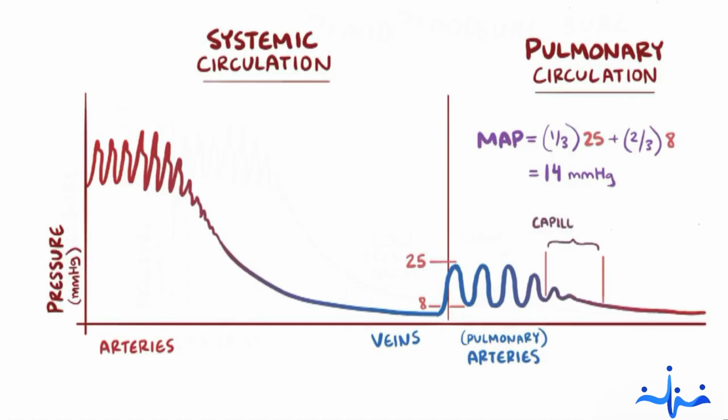That pressure drops to about 10 millimeters of mercury in the capillaries, to 8 millimeters of mercury in the pulmonary vein, and then 2 to 5 millimeters of mercury in the left atrium.